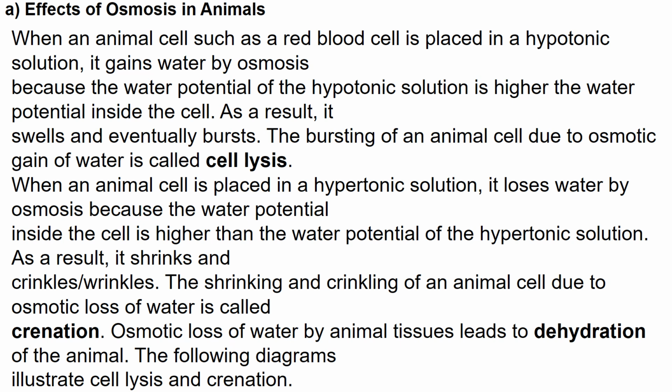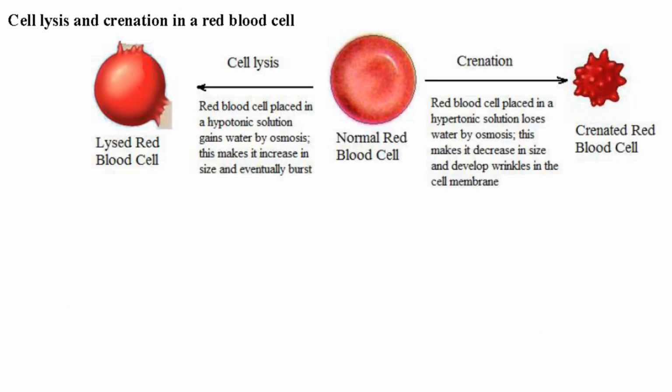When an animal cell is placed in a hypertonic solution, it starts to lose water by osmosis. As a result, it will reduce in size, which will lead to a process called crenation. The cell becomes crenated, it becomes dehydrated, meaning the cell has lost so much water.